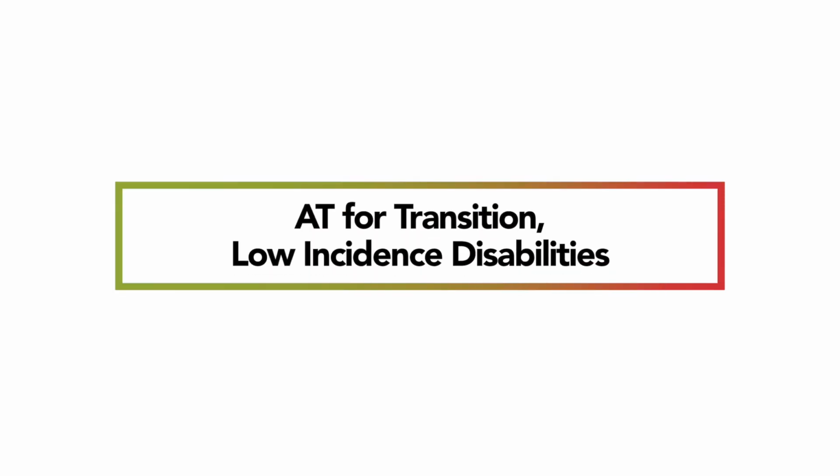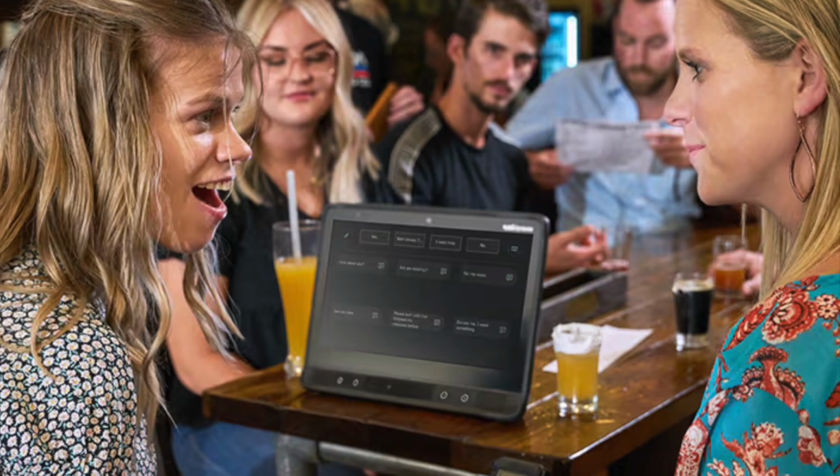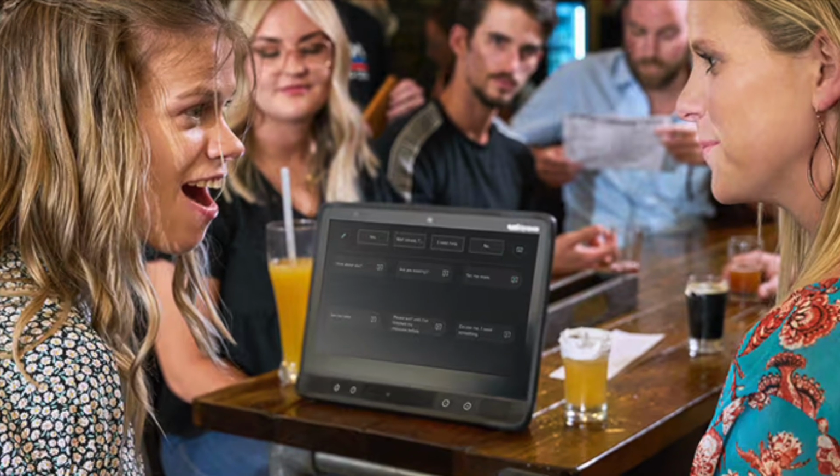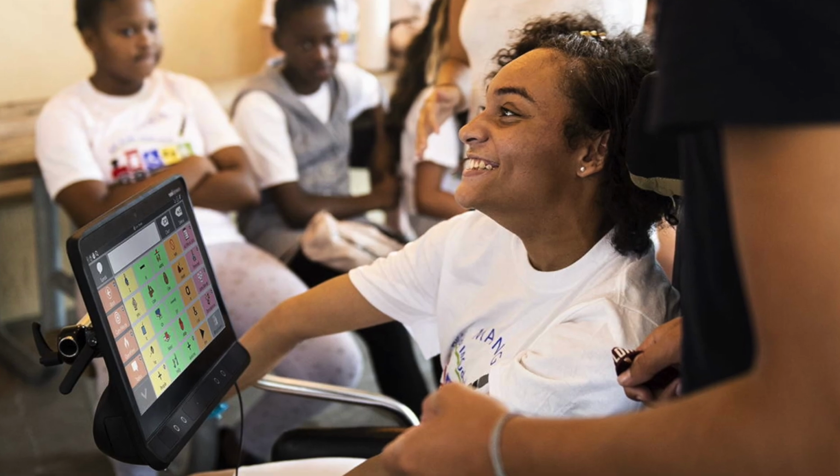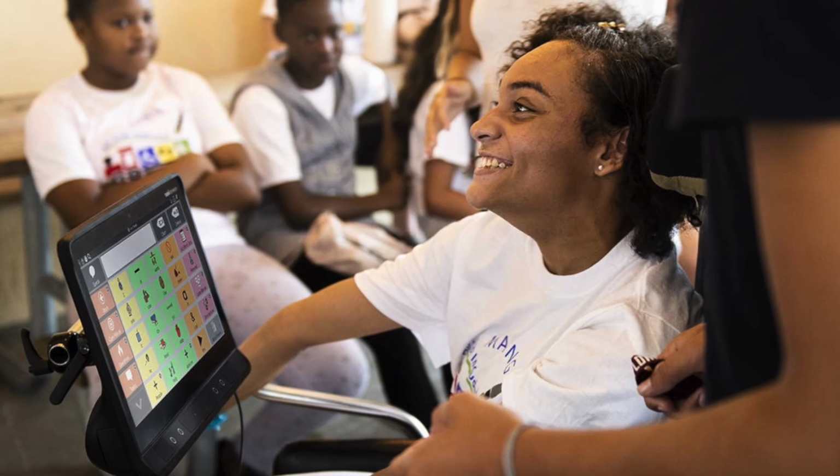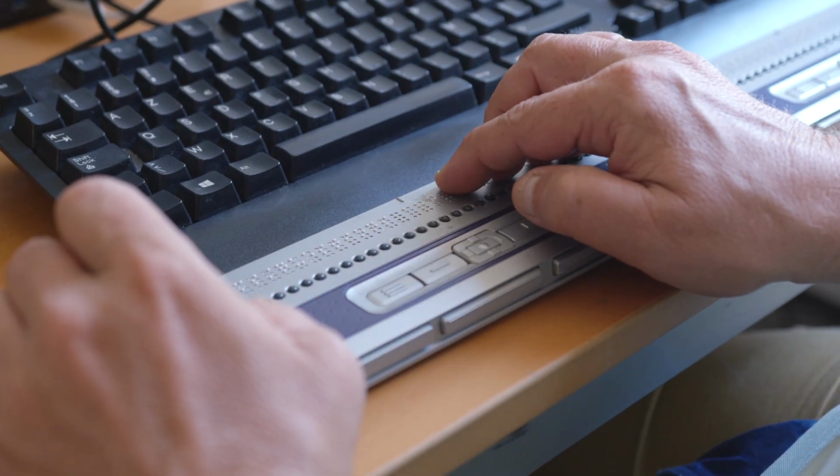AT for Transition, Low-Incidence Disabilities. All students experience transitions during their time in school. These changes prepare them for new situations in work and daily life. For students with disabilities, it is important to plan for these transitions by considering current and additionally needed assistive technology, or AT.